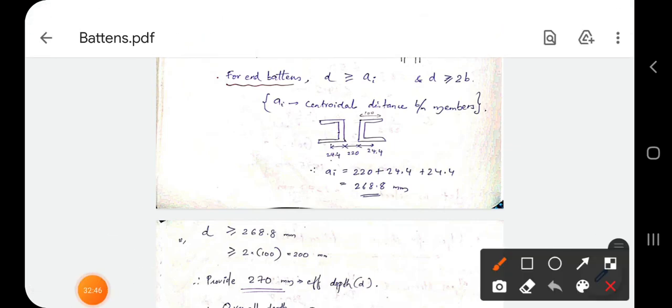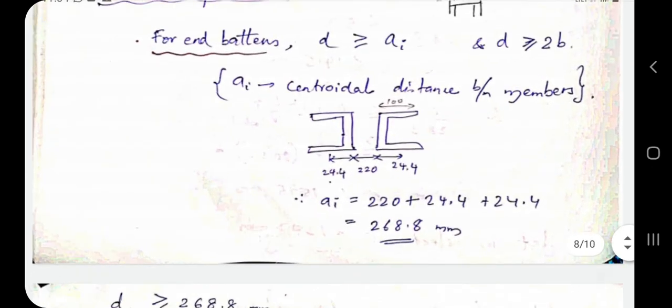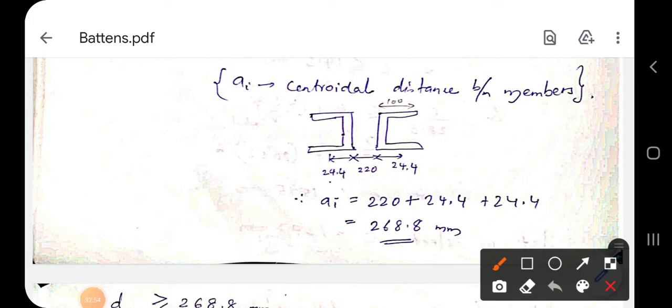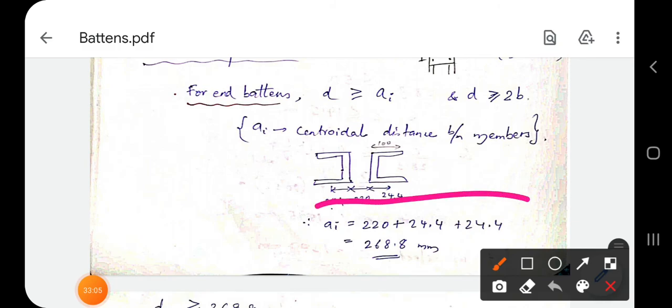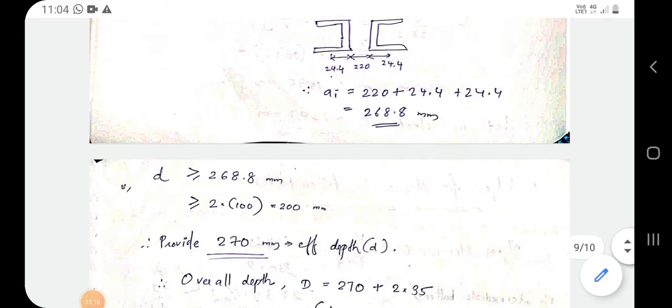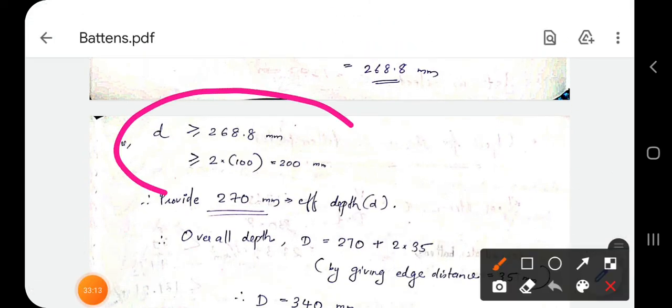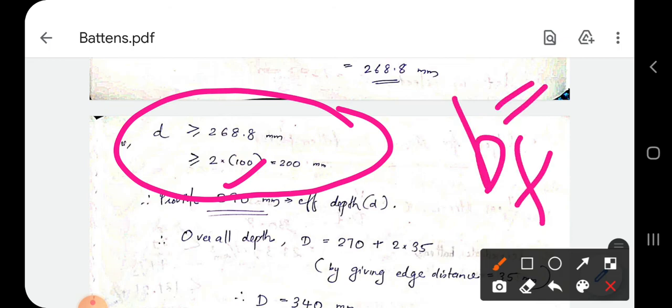So AI is the centroidal distance between main members. It is found out as, we know that clear spacing is 220 and centroidal distance of either channel sections is 24.4. So adding all these, we will get the centroidal distance between members as 268.8 mm. Our D should be greater than or equal to 268.8 mm, and it should be greater than or equal to 2 times flange width. From the steel table, you can get the width of flange of the channel section as 100 mm.